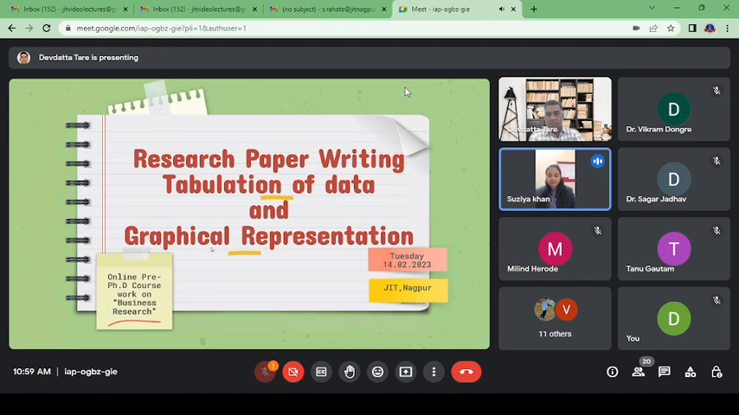Now, I request Dr. Devdatta Tare sir to address our participants by sharing his experience and knowledge with us on research paper writing, tabulation of data, graphical representation.